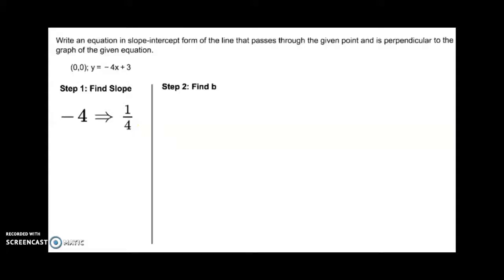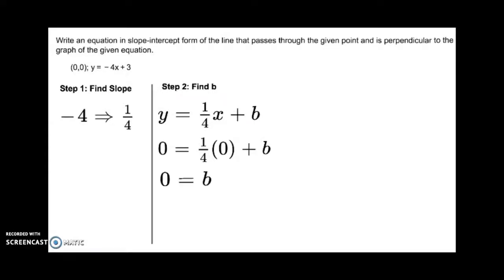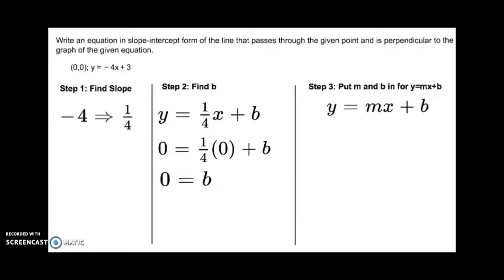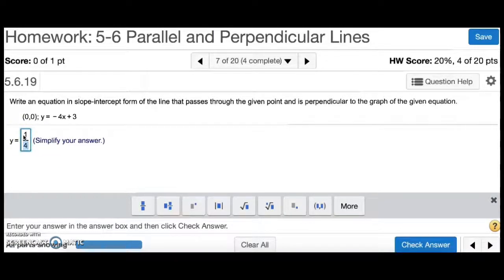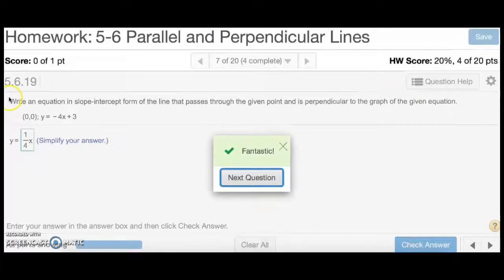Step 2 is to find b. So take that new slope and put it inside for m, and put in 0, 0, our point, in for x and y. So that we multiply 1/4 by 0, we get 0, so b is going to equal 0. So step 3, put our slope and our y-intercept together in y equals mx plus b. So we have y equals 1/4x plus 0, which we don't write. So let's type this in. So type in 1/4x. And that's number 7.